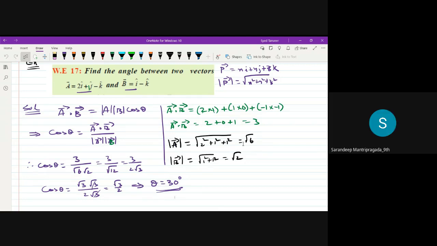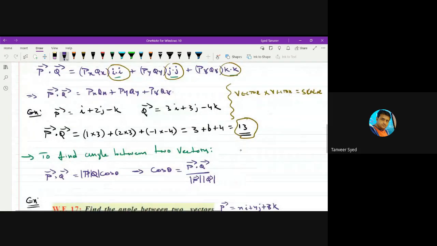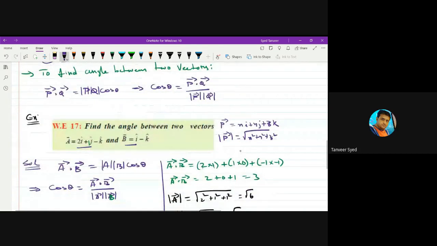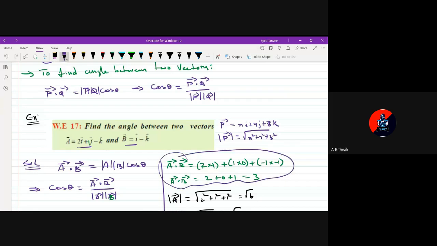Yes. Okay, sir. Sir, I have a doubt. B has no magnitude along j direction. Sir, no, sir, we didn't understand the right part, sir. Did you understand this thing? Yes, sir. It is the same thing. No, sir, that black color I didn't understand, sir.